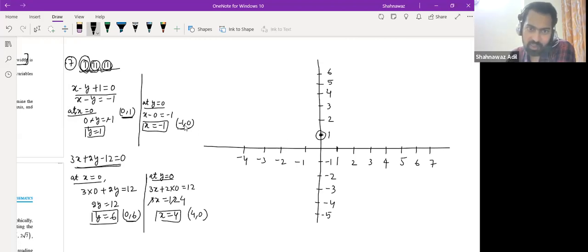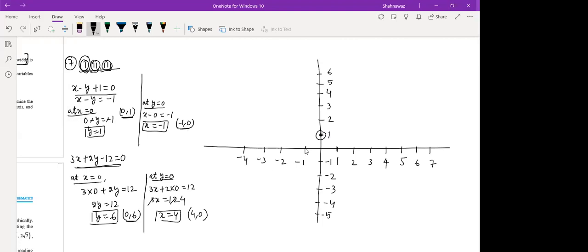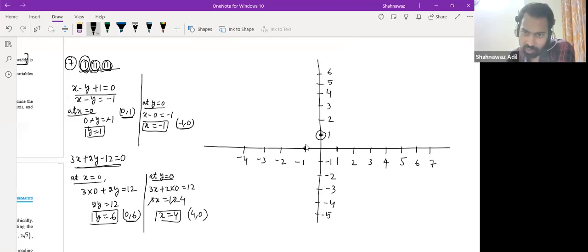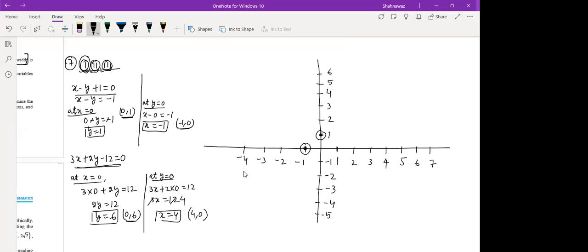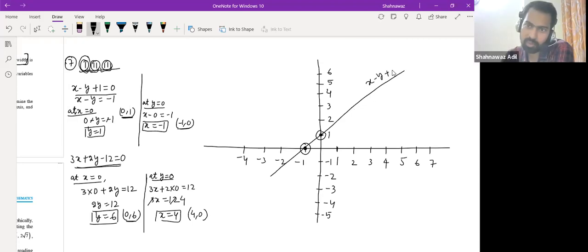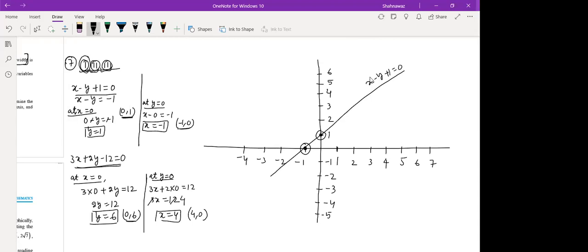And then minus 1, 0. So minus 1 is in the left hand side, right? And 0, so this is, right. So this is the line that I have. Okay, so this is what equation? This is x minus 1 plus 1 equal to 0. This is the first line.